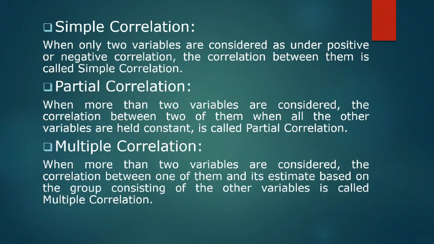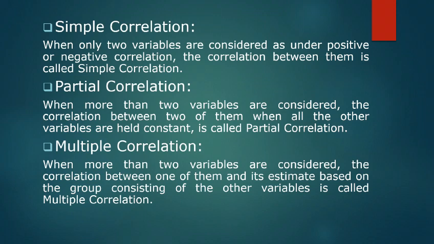A simple correlation. When only two variables are considered as under positive or negative correlation, the correlation between them is called as simple correlation. Partial correlation. When more than two variables are considered, the correlation between two of them when all the other variables are held constant is called partial correlation.